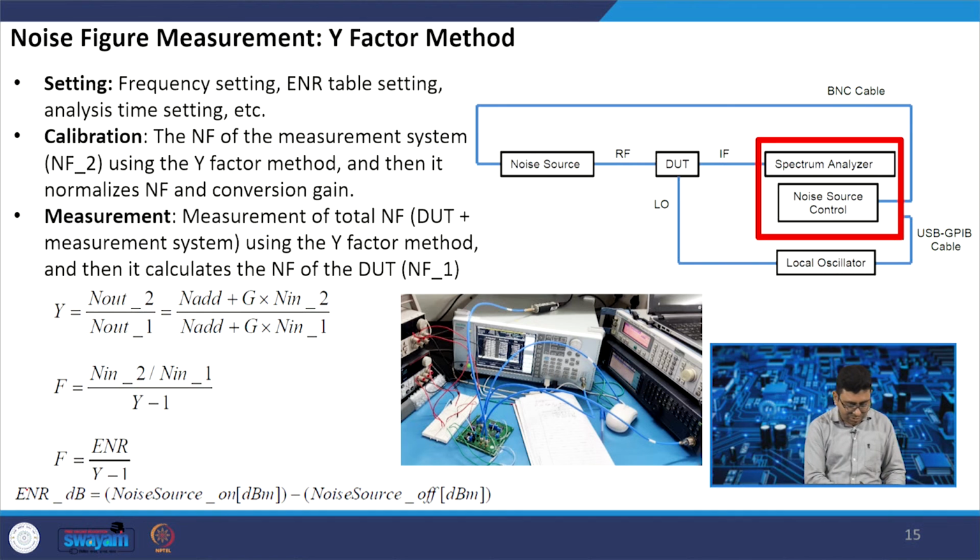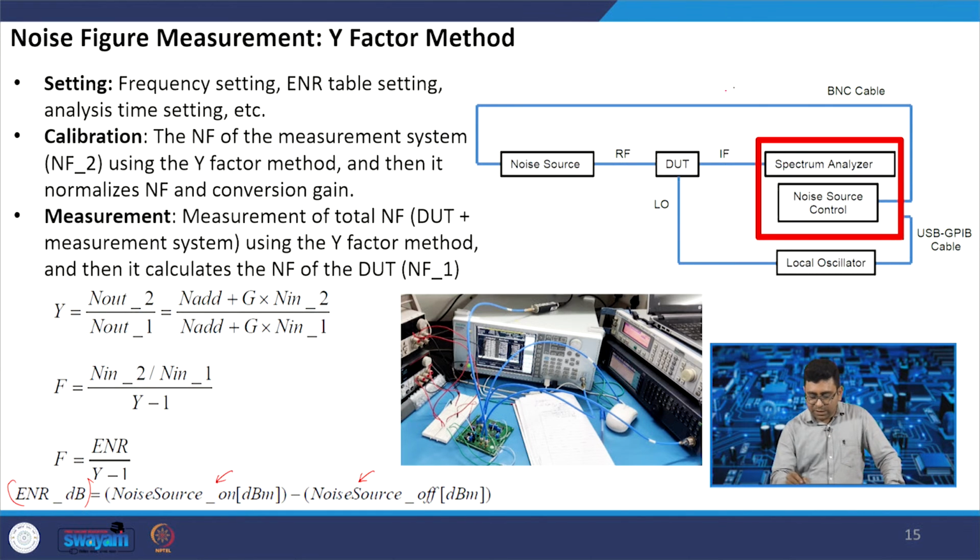So, what is the excess noise ratio in dB? It is measured when the noise source is on and when the noise source is off. That difference will give the excess noise ratio, and it is provided at different frequencies, and that you can test. You need to have a calibration. So, you need to do the calibration.